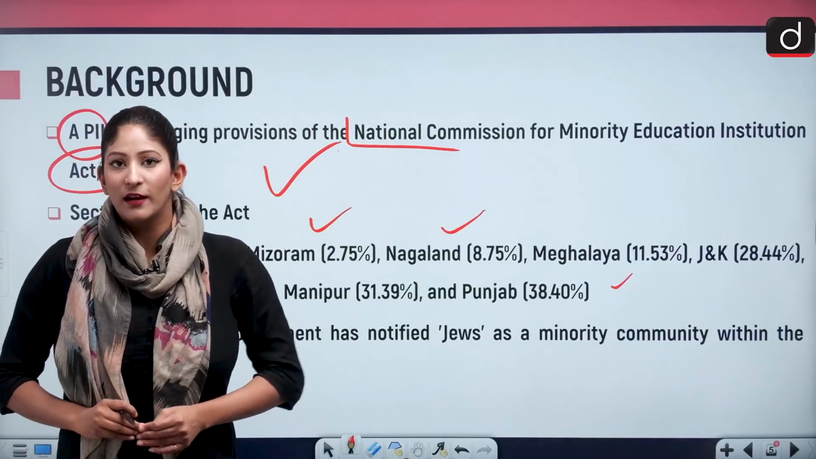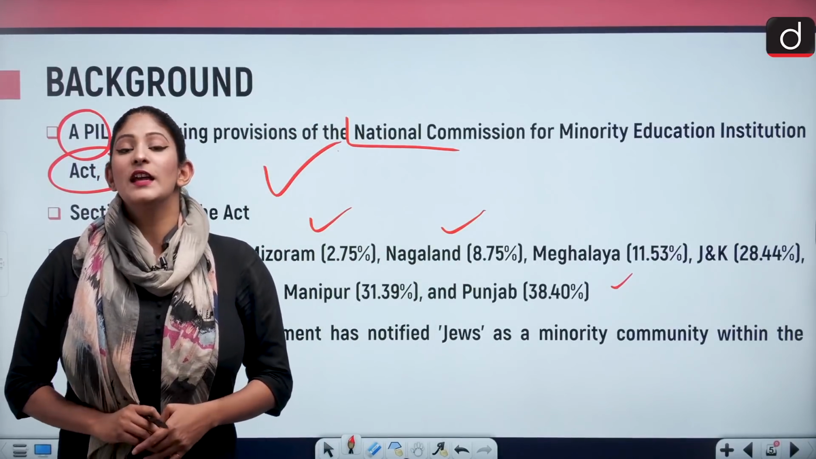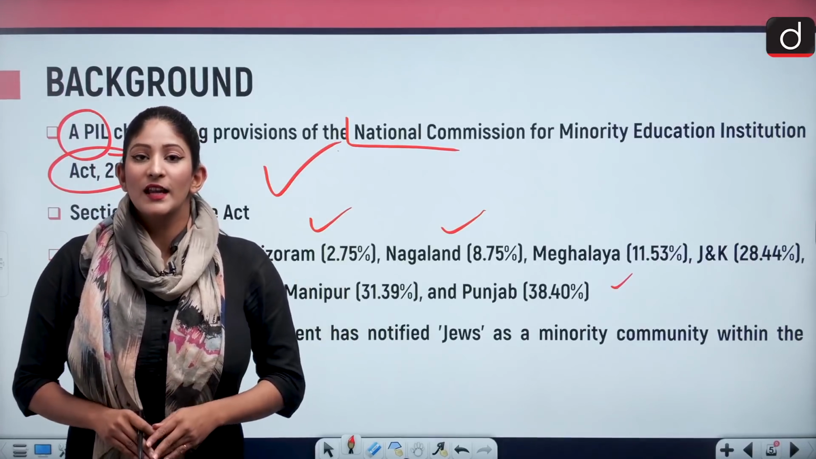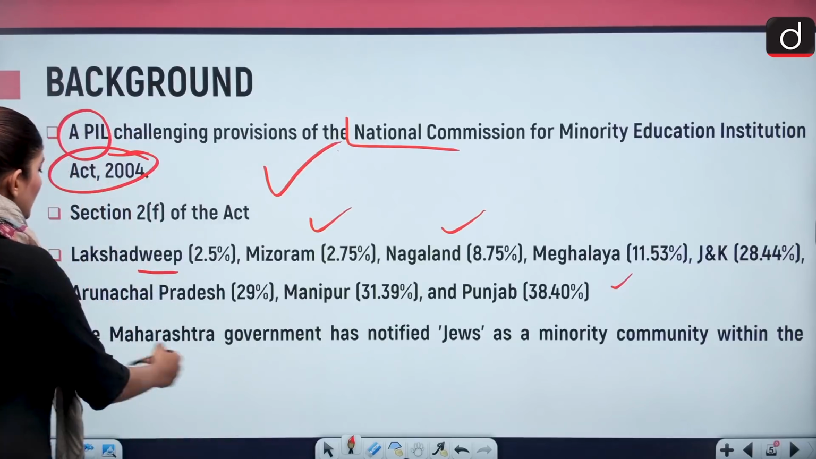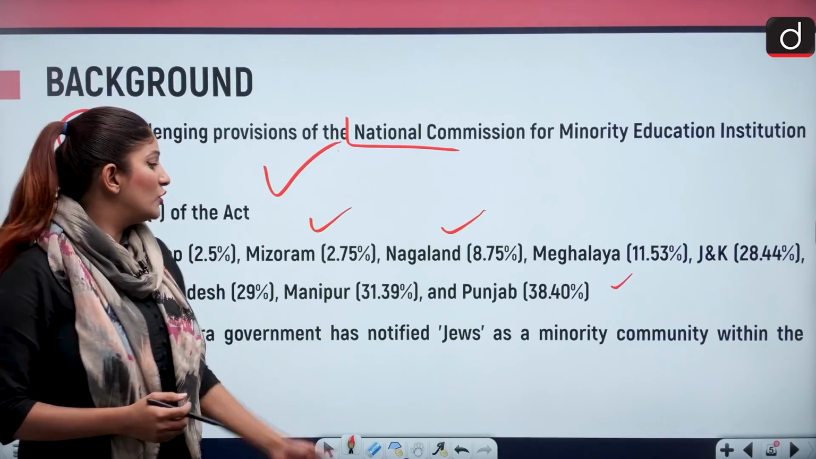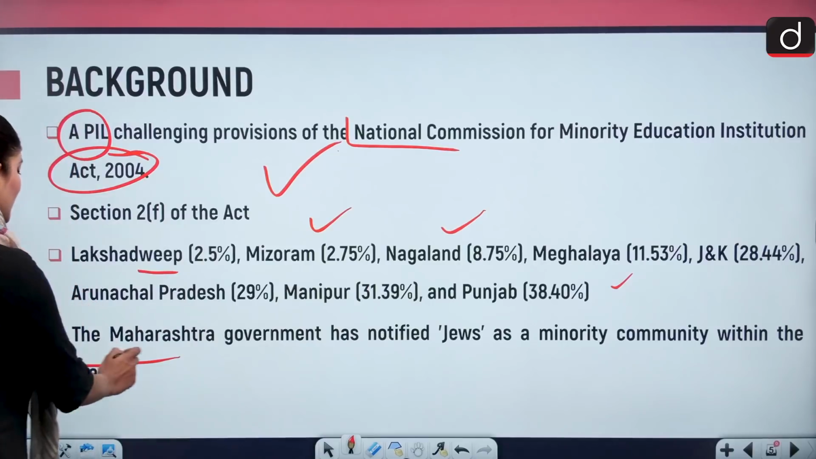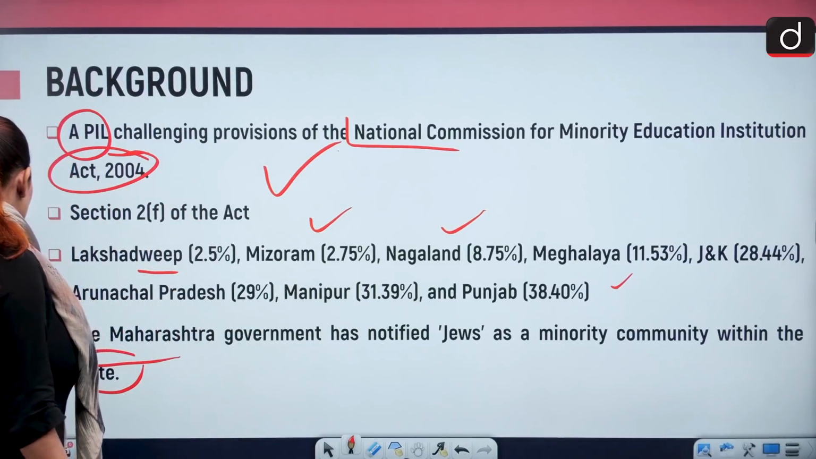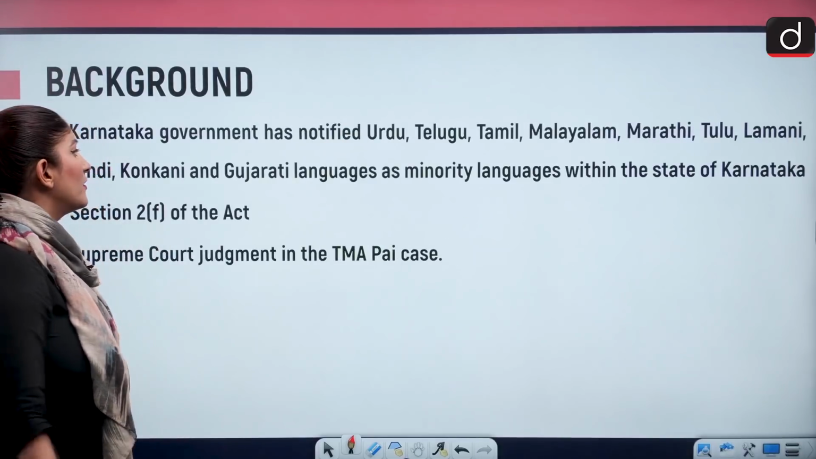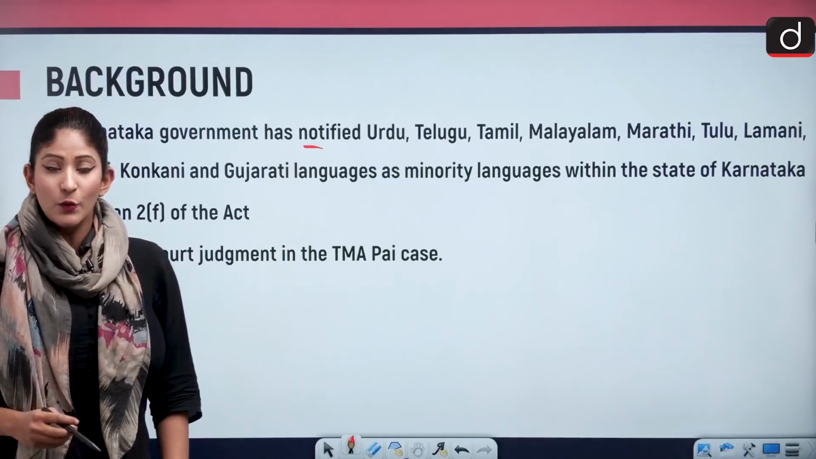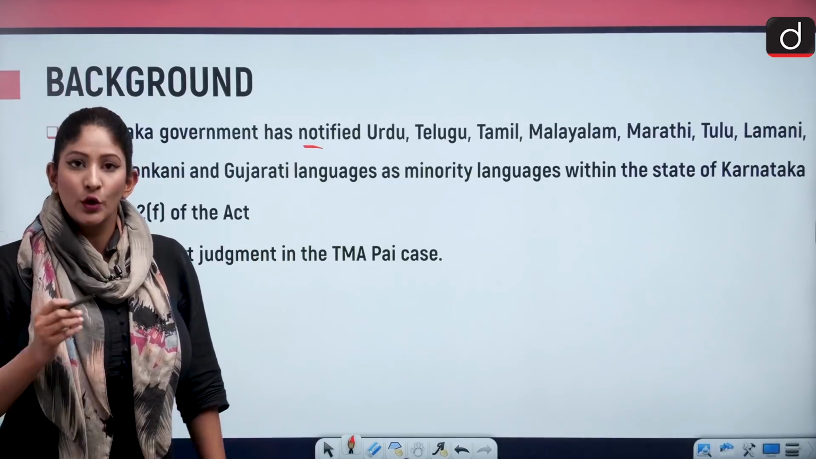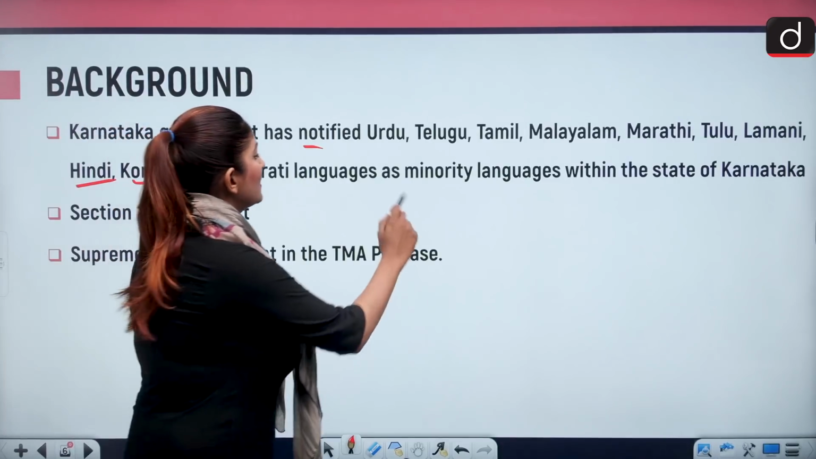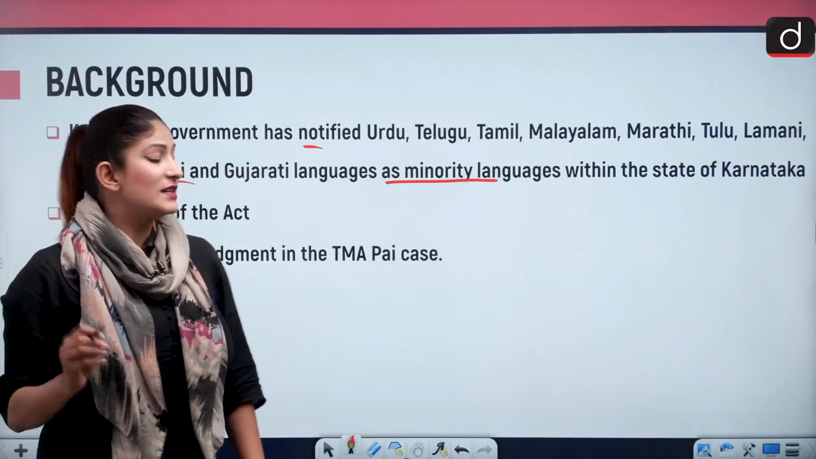Now, the affidavit states that the states, the federal units of the country, can have their own policy. The Maharashtra government had notified Jews as a minority community within the state in the year 2016. This was one of the examples given by the affidavit of the Centre. Also, the Karnataka government has notified Urdu, Telugu, Tamil, Malayalam, Marathi, Tulu, Lamani, Hindi, Konkani and Gujarati languages as minority languages within the state of Karnataka.